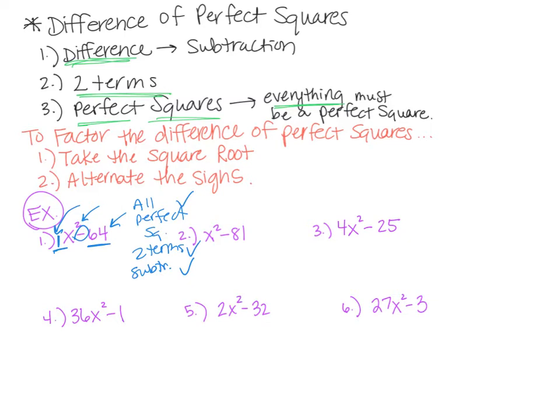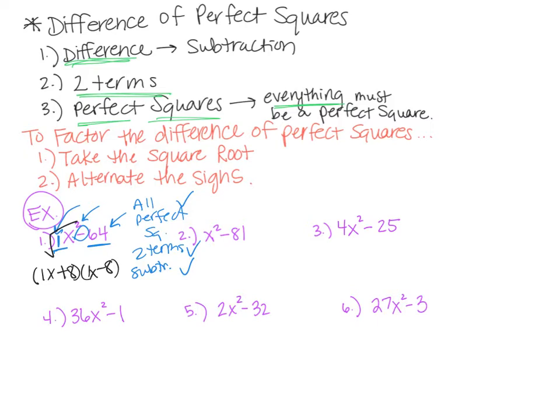So what I'm going to do is take the square root. The square root of 1 is 1. The square root of x squared is x. The square root of 64 is 8. And one gets a plus and one gets a minus. Hopefully when I did that, you're like, oh yeah, I remember this. It should be pretty straightforward.